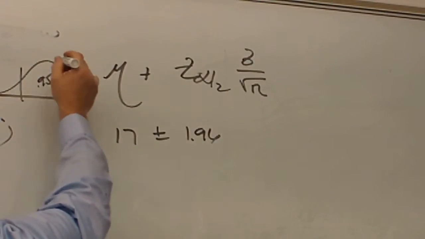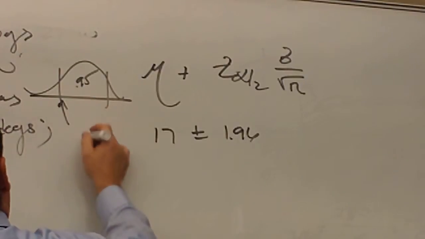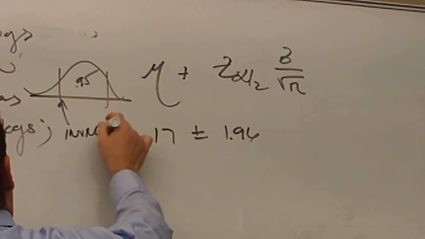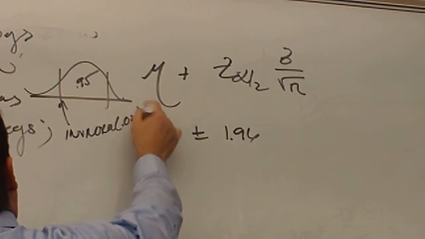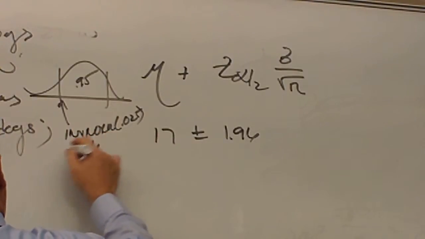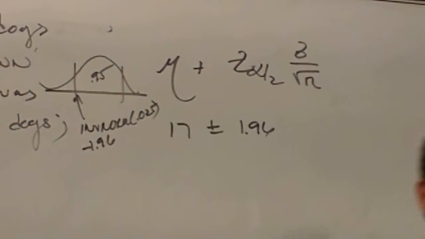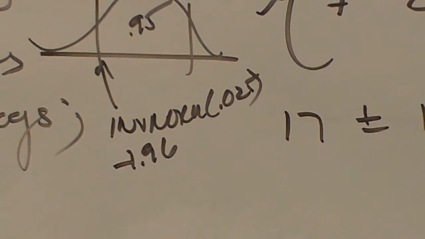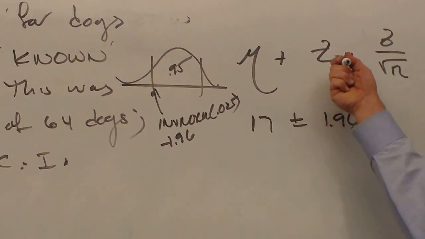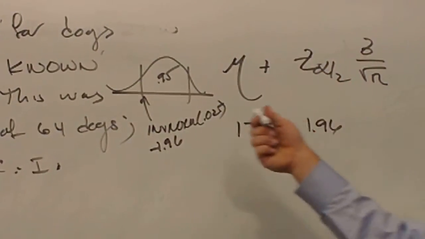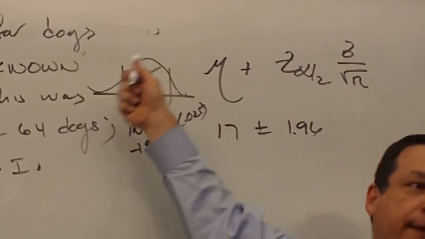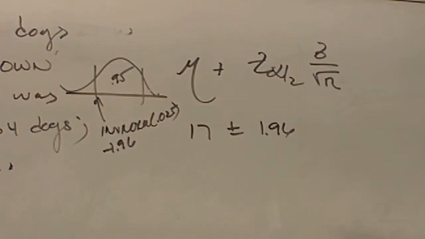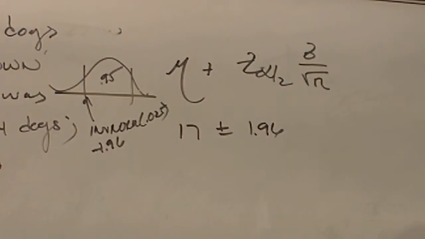This has to be 95. So that means that z-score is inverse norm of 0.025, and that is 1.96. If you want to check. Is that z-score divided by 2? No, it's not the z-score divided by 2. It's the z-score for alpha divided by 2, where half of alpha is here, and half of it's over here. So inverse norm of 0.025. That's how you find that value.